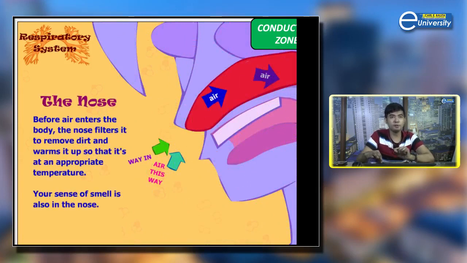Let's start with the nose. So before air enters the body, the nose filters it to remove dirt and warms it up so that it has the appropriate temperature. Your sense of smell is also in the nose. So our olfactory nerve, which is connected to our nose and attached to our brain, is responsible for our sense of smell.